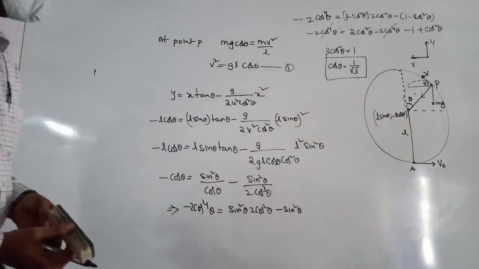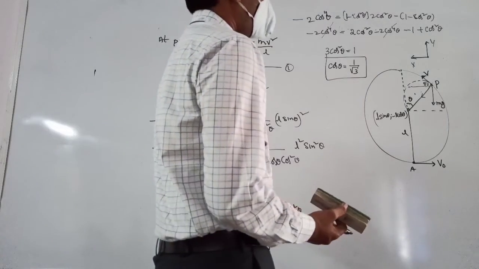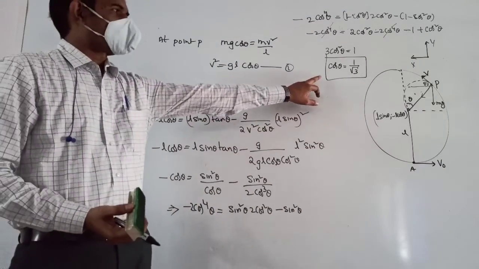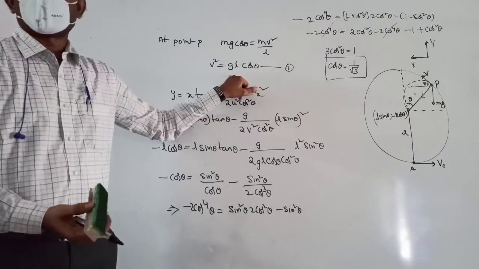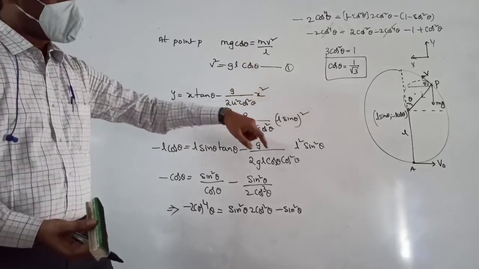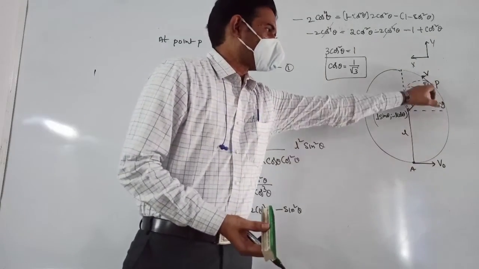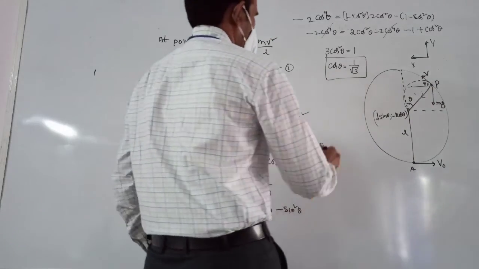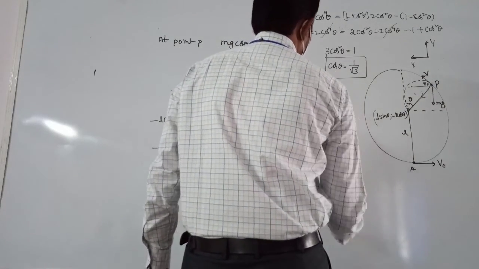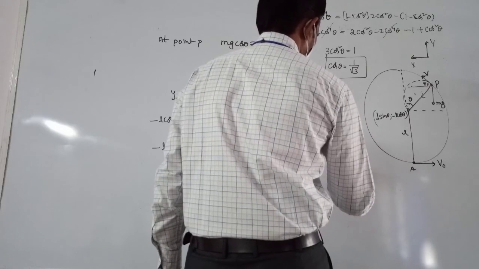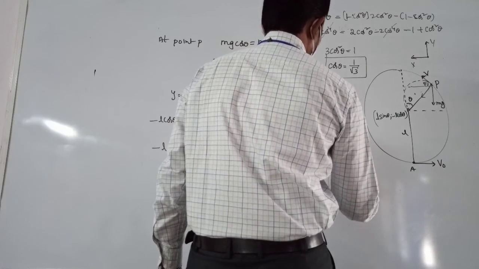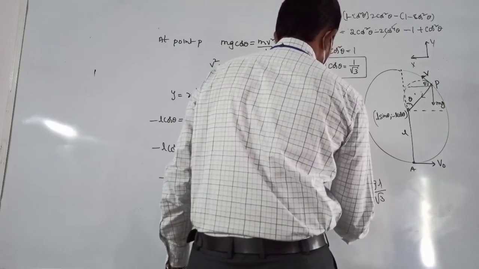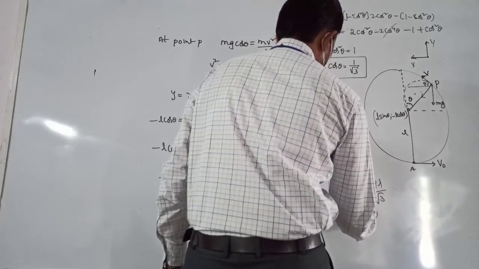Once we know the cos theta value, we can write the v value from this. Then our requirement is this value, so again you can apply the conservation of energy between these two, and you will get our v naught value. So from equation 1, v square is equal to gL by root 3. Now apply this conservation of energy and then find this v naught value.